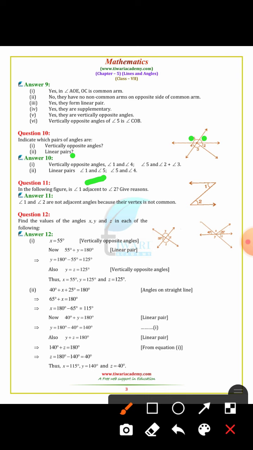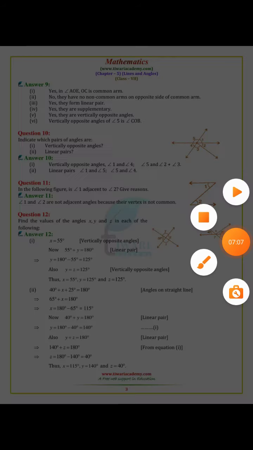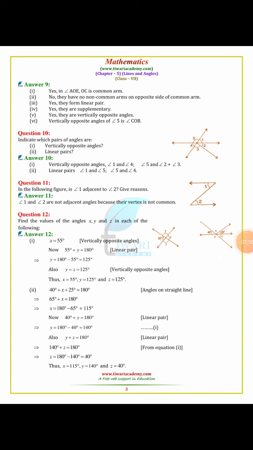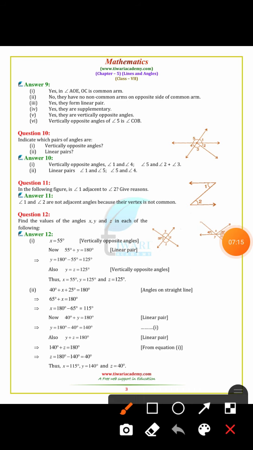So when observing this one, 5 and 4 show that it is a linear pair of angles. That's why we are given two pairs of linear pair of angles. And now we move on to the 11th question. When observing this figure, this is a Z shape angles figure. Here angle 1 is adjacent to angle 2? No, because their vertex is not common. So these are not adjacent angles.